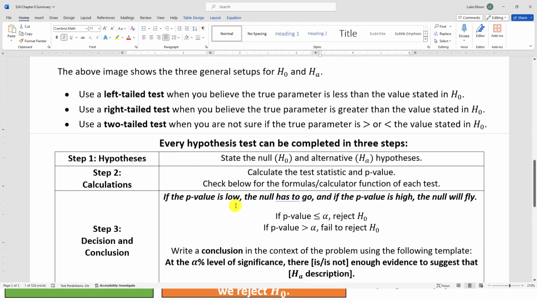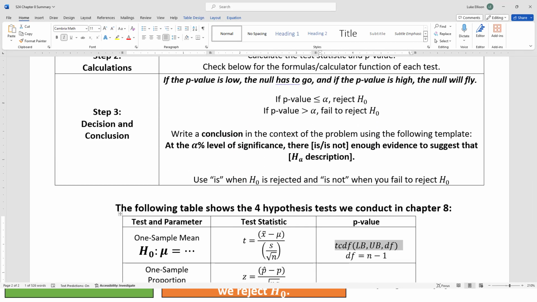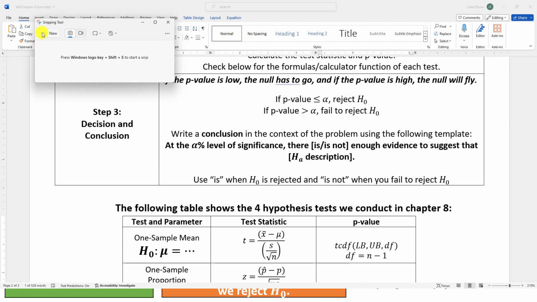So let's find the template that we use for the conclusion statement, and maybe I'll just take a quick screenshot of this.